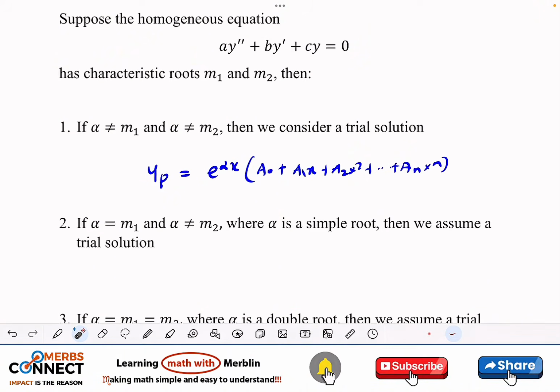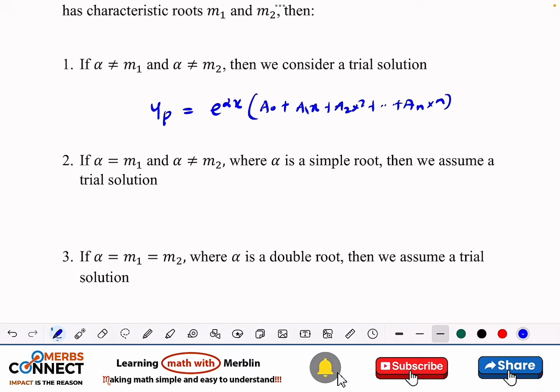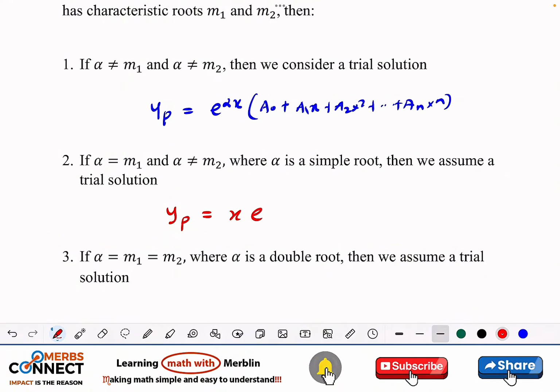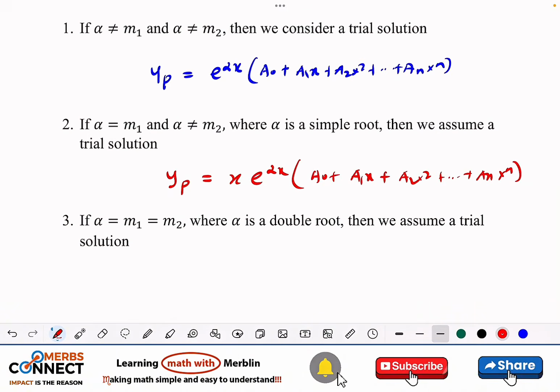Now let's assume that one of the roots is the same as m. Then guess what will happen? Then our yp, that is our trial solution, is going to be x. So I'm just going to multiply x by this. That's all. So x e to the power alpha x times a naught plus a1 x plus a2 x squared plus up to an xn. That's what I'm going to get.